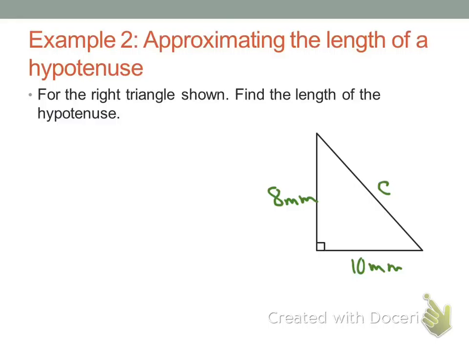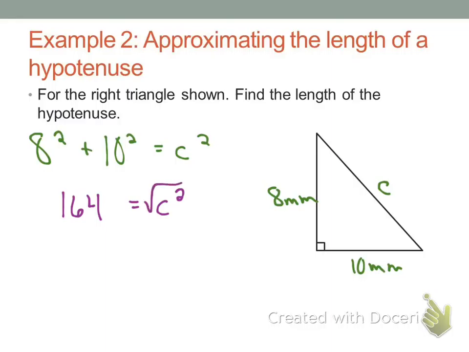Okay, so what did you plug in for A? 8. All right, so 8 squared plus, what did you plug in for B? 10 squared equals, and you don't know, C squared. So what is 8 squared plus 10 squared? 164 equals C squared. Now how do I solve for C? Since it's squared, what's the opposite of squaring something? Taking the square root. So I take the square root of C squared. Whatever I do to one side, I have to do to the other.